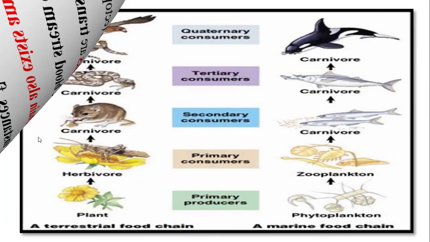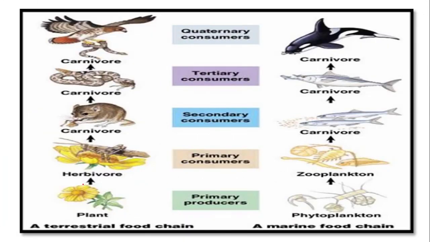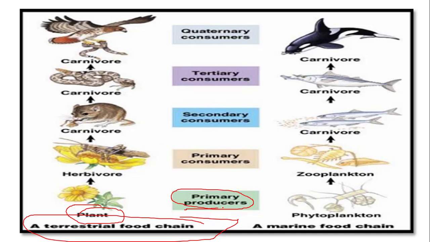So this is the chain we have mentioned before, the terrestrial food chain and the marine food chain. Looking at the terrestrial food chain, the sources are plants, green plants. Green plants synthesize food through photosynthesis, so they are called primary producers, or what? Autotrophs, and they produce their own food and they can provide this energy, this food to what?